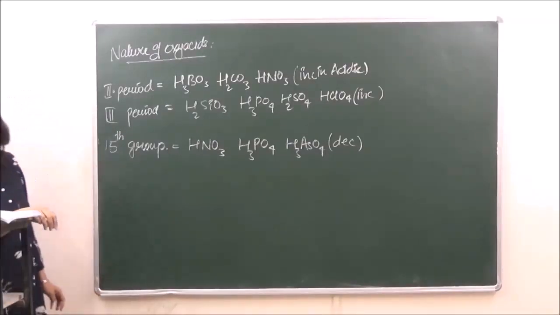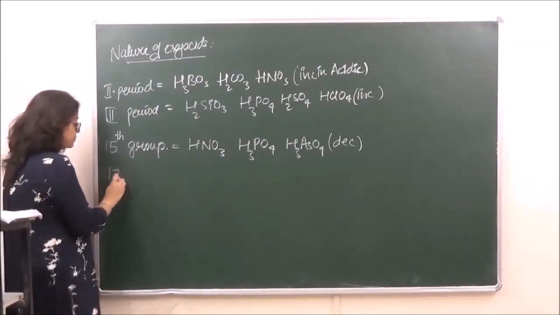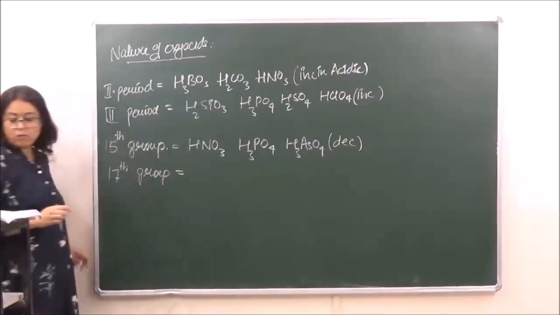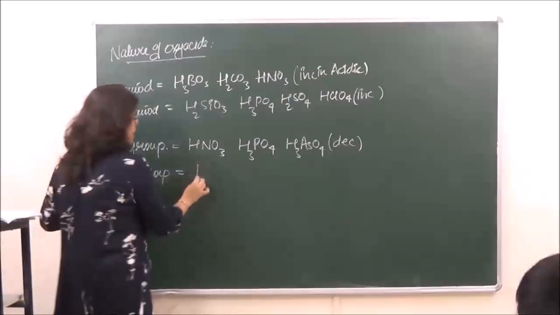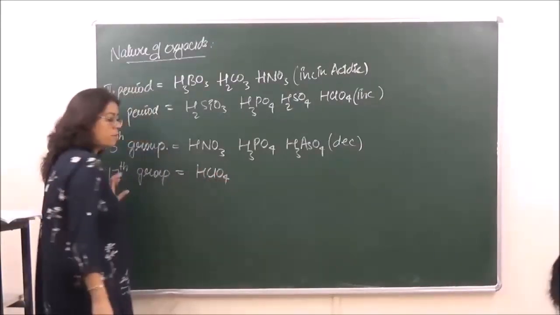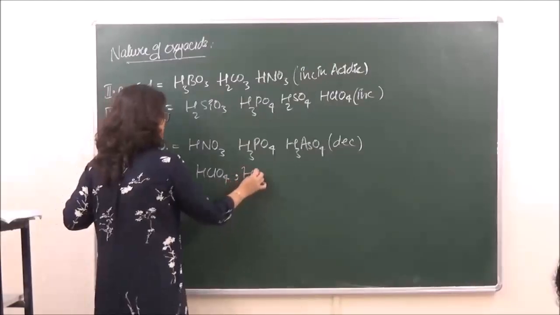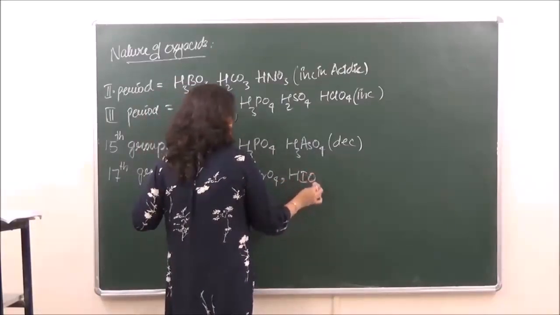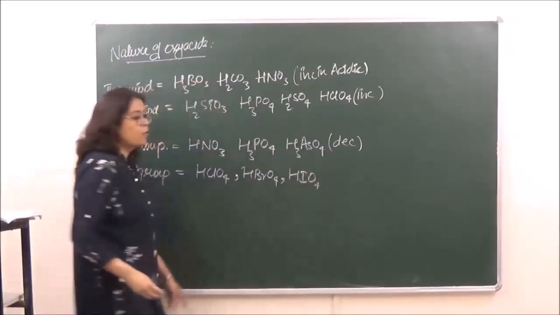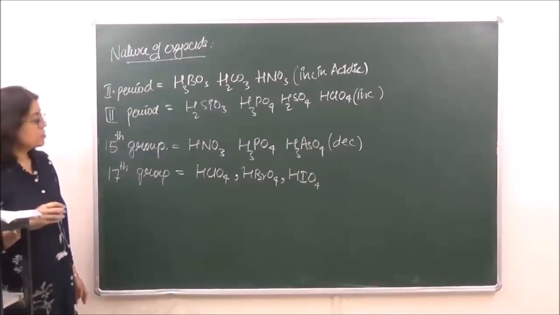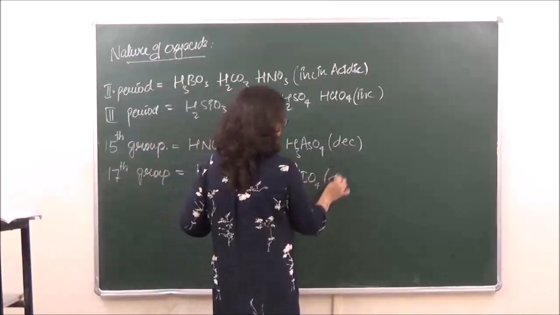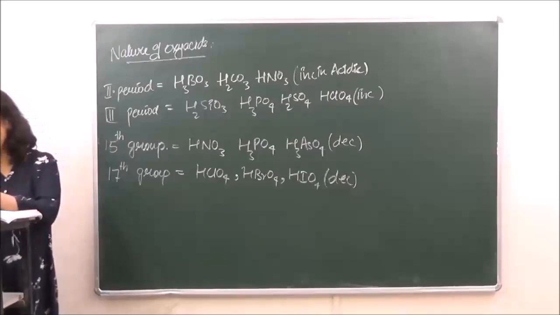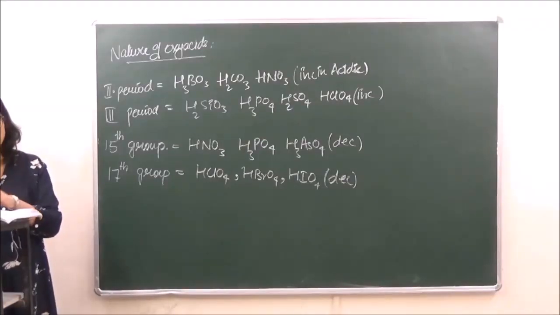ठीक है? फिर उसी तरह से we go to group 17, the halogen family. In case of halogen family, we have HClO4. Fluorine does not form an acid like this. Then we have HBrO4, and we have hydroiodic acid, HIO4. Amongst these, again the strength is going to decrease. ठीक है? So HClO4 is going to be the strongest acid, right?